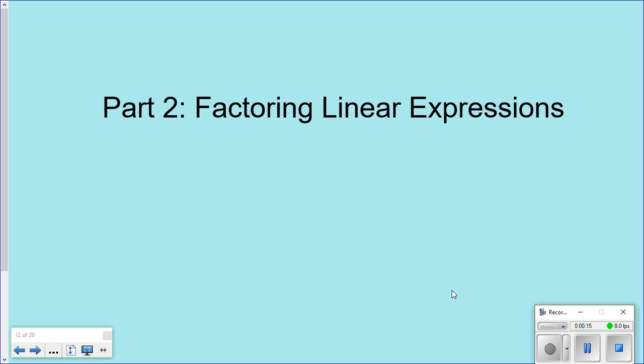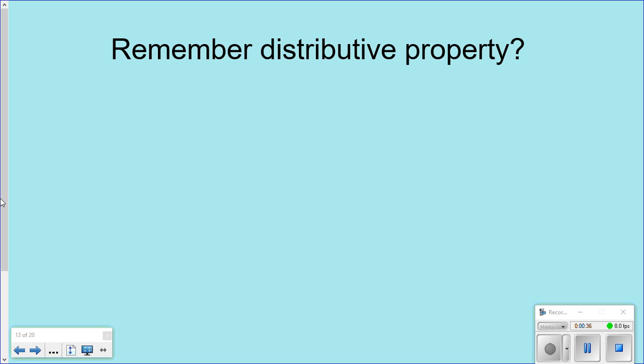Linear expressions. Factoring is something you will do now into Algebra 2. This is the main part of algebra, factoring. So my first question to you is, do you remember distributive property?